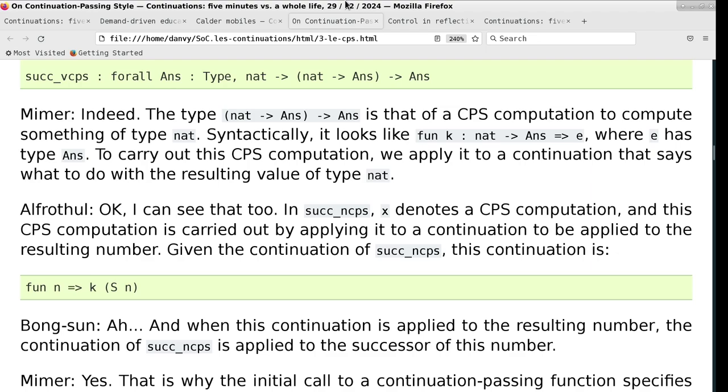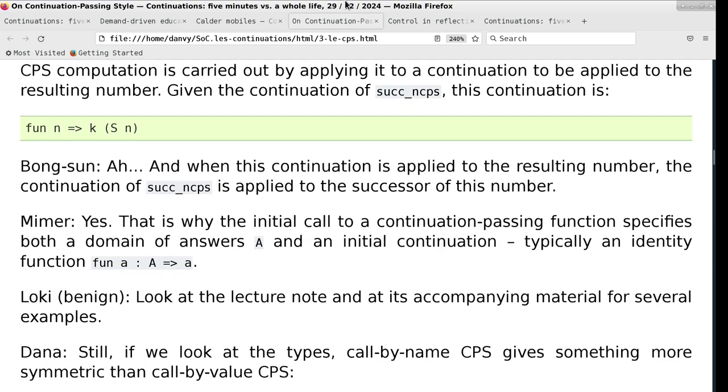In succ N CPS, x denotes a CPS computation. And this CPS computation is carried out by applying it to a continuation to be applied to the resulting number. Given the continuation of succ N CPS, this continuation is? So you abstract the function that maps on n through applying the continuation to the successor of that n. And when this continuation is applied to this resulting number, the continuation of succ N CPS is applied to the successor of this number. Yes, that is why the initial call, the continuation passing function, specifies both a domain of answers A and an initial continuation, typically an identity function on answers A. Look at the lecture notes and its accompanying material for several examples.